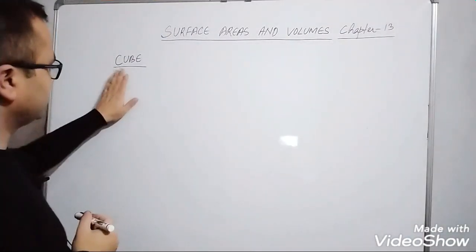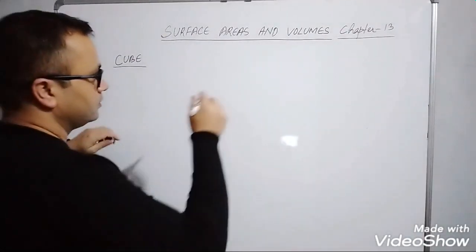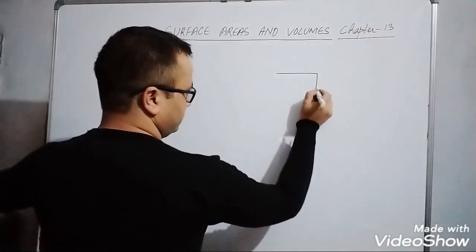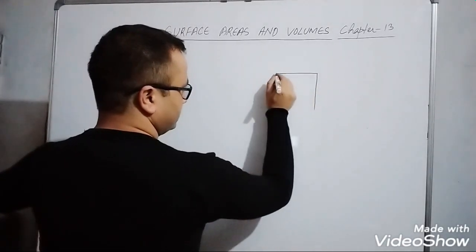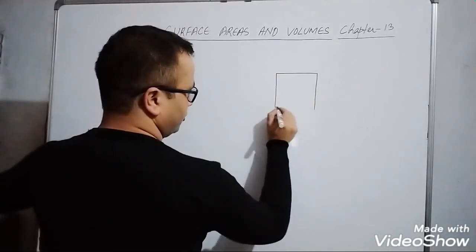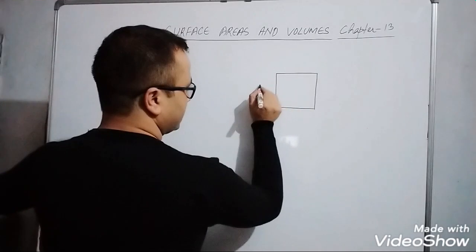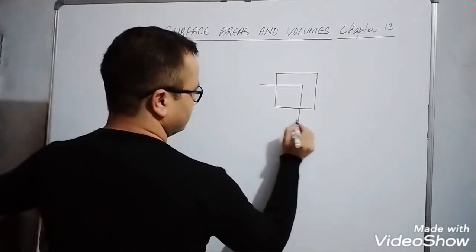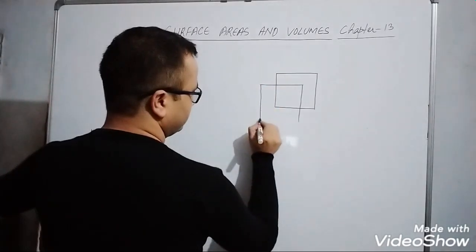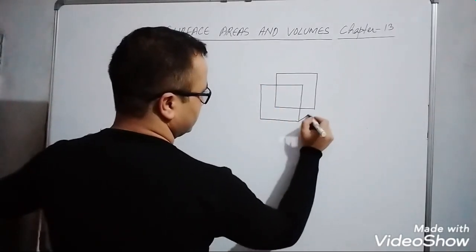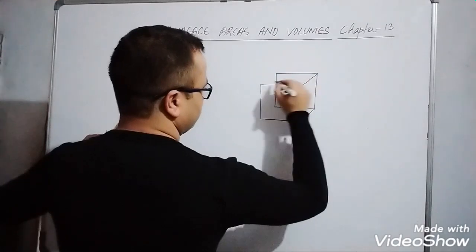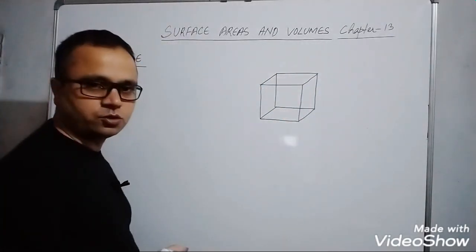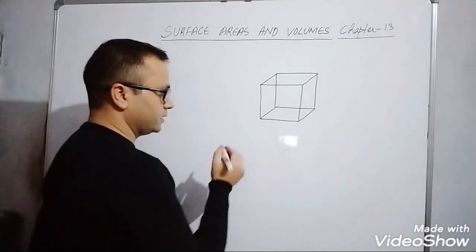Okay, in a cube all the faces are equal and all the edges are equal. So it is a cube. All the edges are equal, meaning there are 12 edges in a cube. In a single cube there are 12 edges.